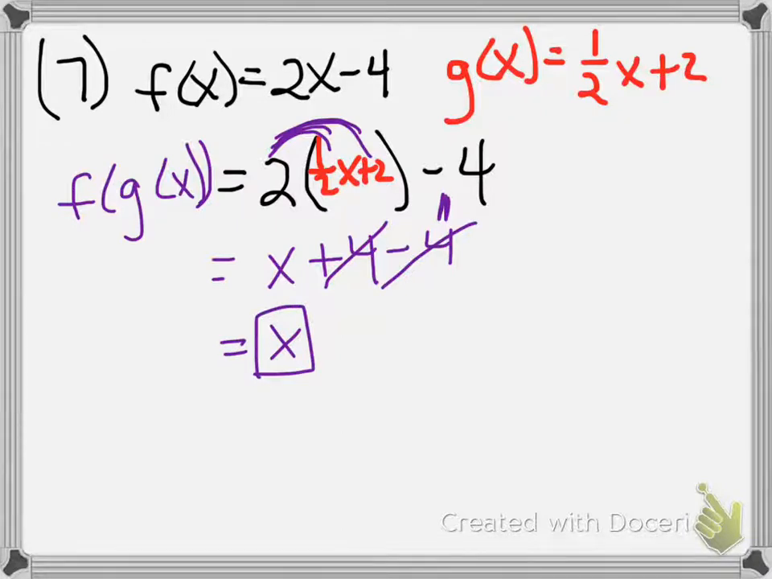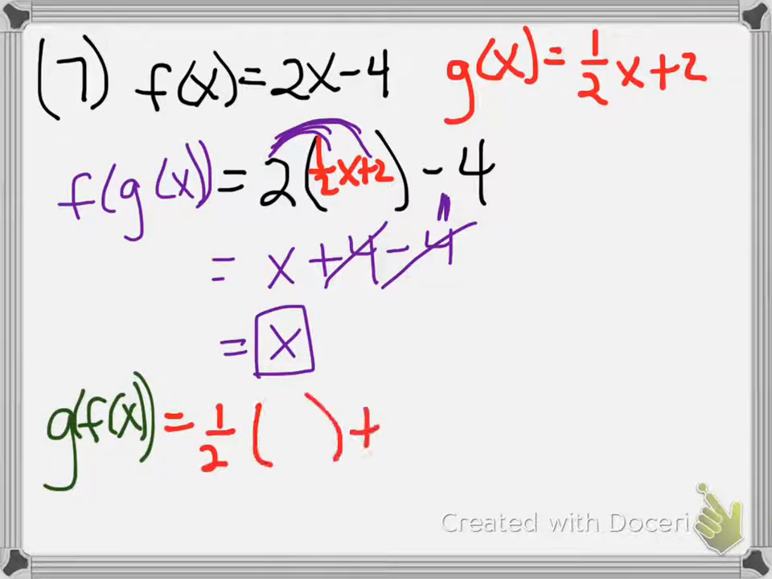Alright, now, how about if we do g of f of x? This time we're going to start with the g function, so I'm going to start with the red. I'm going to leave a big gap where the x is in the problem. I'm going to replace that gap with 2x minus 4, which is from the f function, which is in black, so you can see now what's being substituted from where.